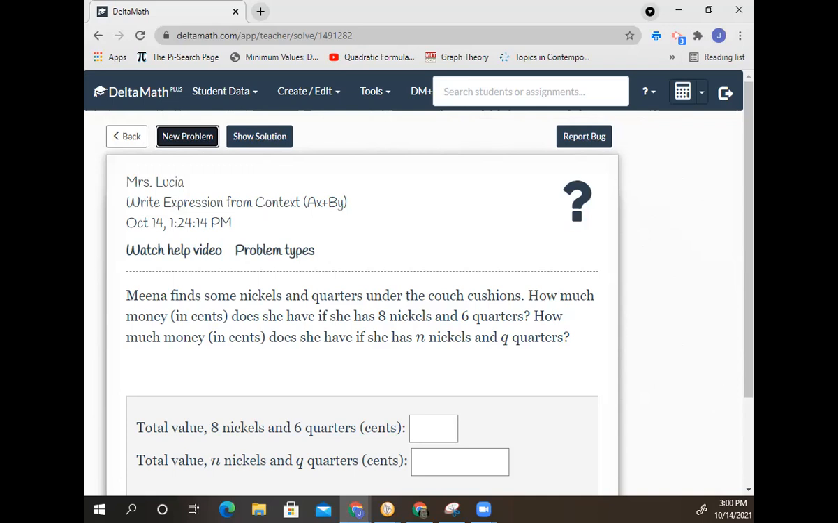So let's say I don't know how many I found yet. I haven't counted them up. So I'm going to change the 8 to an N, and I'm going to change the 6 to a Q. And so what I'm going to type in that box is this expression, 5N plus 25Q. Does that make sense?